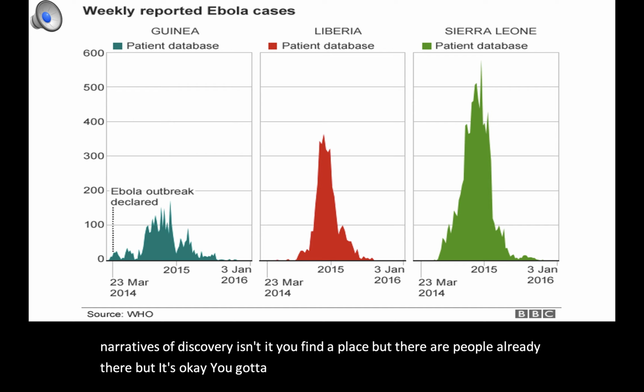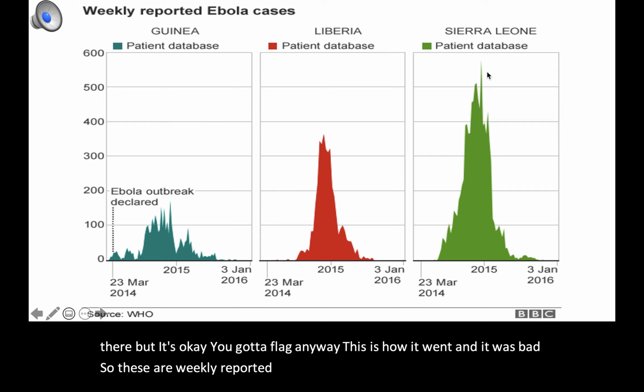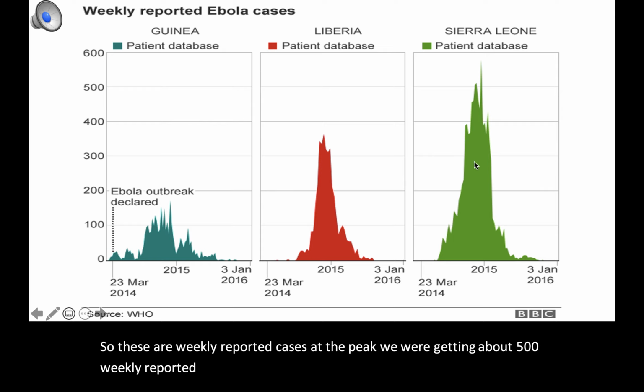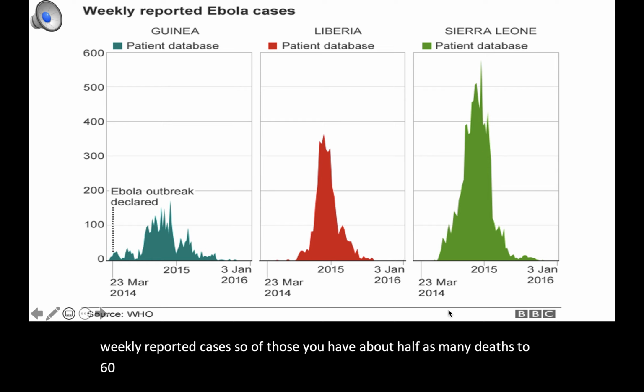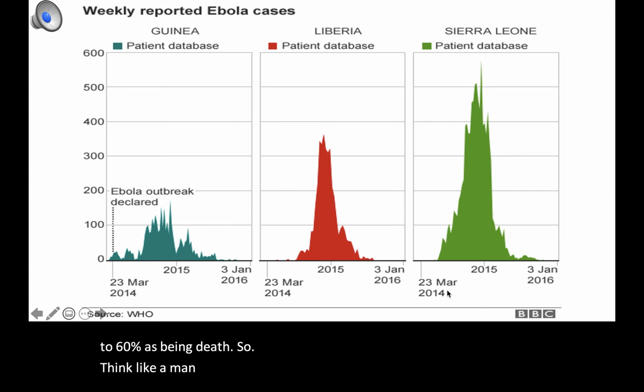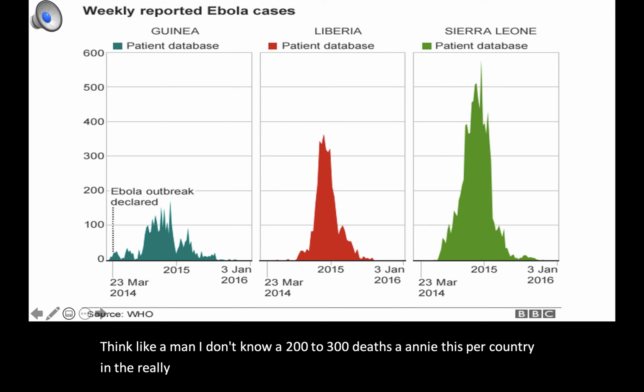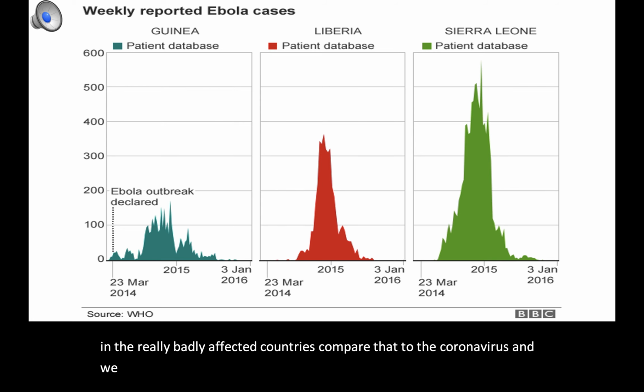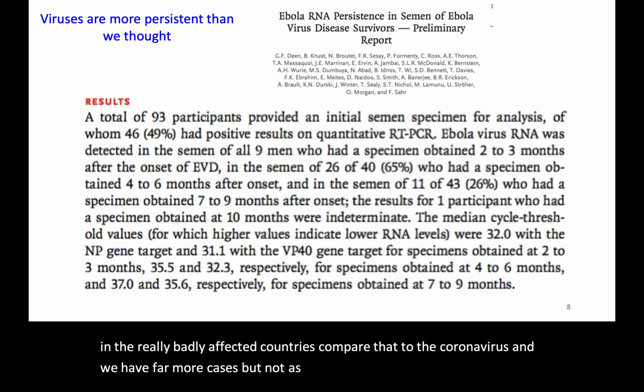Anyway, yeah. So this is how it went, and it was bad. So these are weekly reported cases, and at the peak, we were getting about 500 weekly reported cases. And so of those, you'd have about half as many deaths to 60% as many deaths. So think like, I don't know, 200 to 300 deaths per country in the really badly affected countries. Compare that to the coronavirus, and we have far more cases, but not as many deaths. So I guess that's all right.